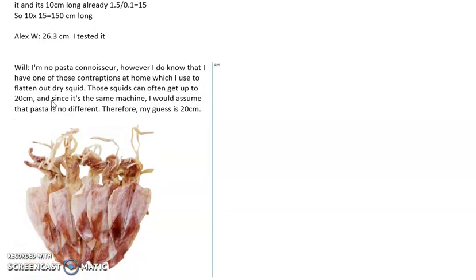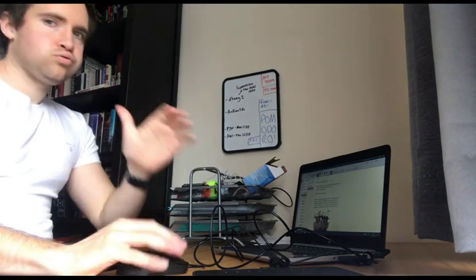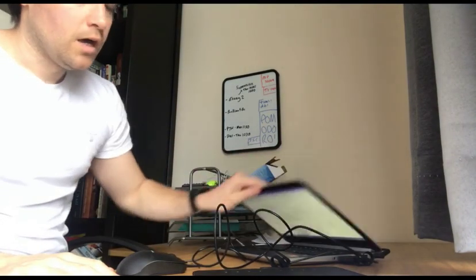And the last one, we haven't had any crazy answers yet, but what is this? Will says, I'm no pasta connoisseur, however, I do know that I have one of those contraptions at home which I use to flatten out dry squid. Those squids can often get up to 20 centimeters, and since it's the same machine, I would assume that pasta is no different. I'm done.